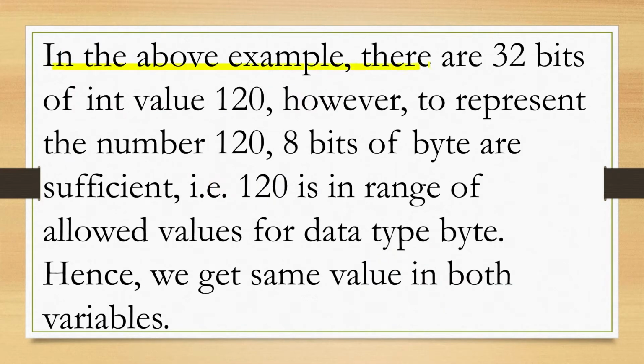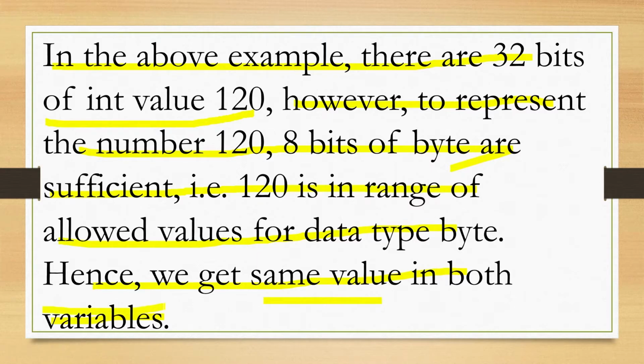So in the above example, there are 32 bits of int value 120. So 32 bits for representing this int value 120. However, to represent the number 120, 8 bits of byte are sufficient. I have explained this, that 8 bits of byte are sufficient. That is, 120 is in the range of allowed values of data type byte, and that is the reason we get the same value in both variables. But I have shown you by executing code that if the value in the int variable is out of byte's range, then we will get an error.